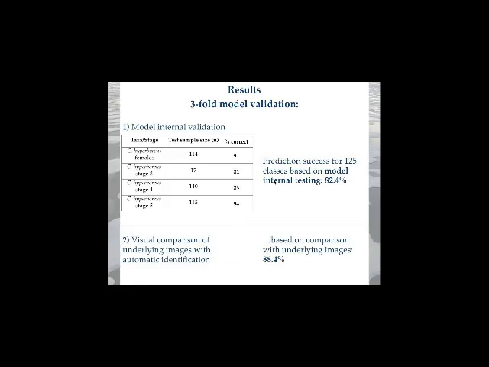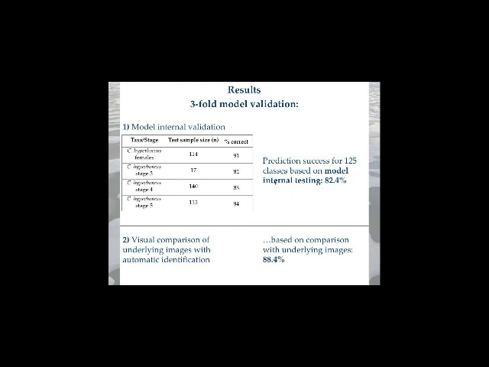If we go on, a second validation step is the visual comparison of the underlying images with the automatic identification. So if we look at what the algorithm tells us an image is, I can go back to the underlying image and actually verify that with my own eyes. And if I do that verification over the 125 classes, then we get a slightly higher prediction success of 88%.